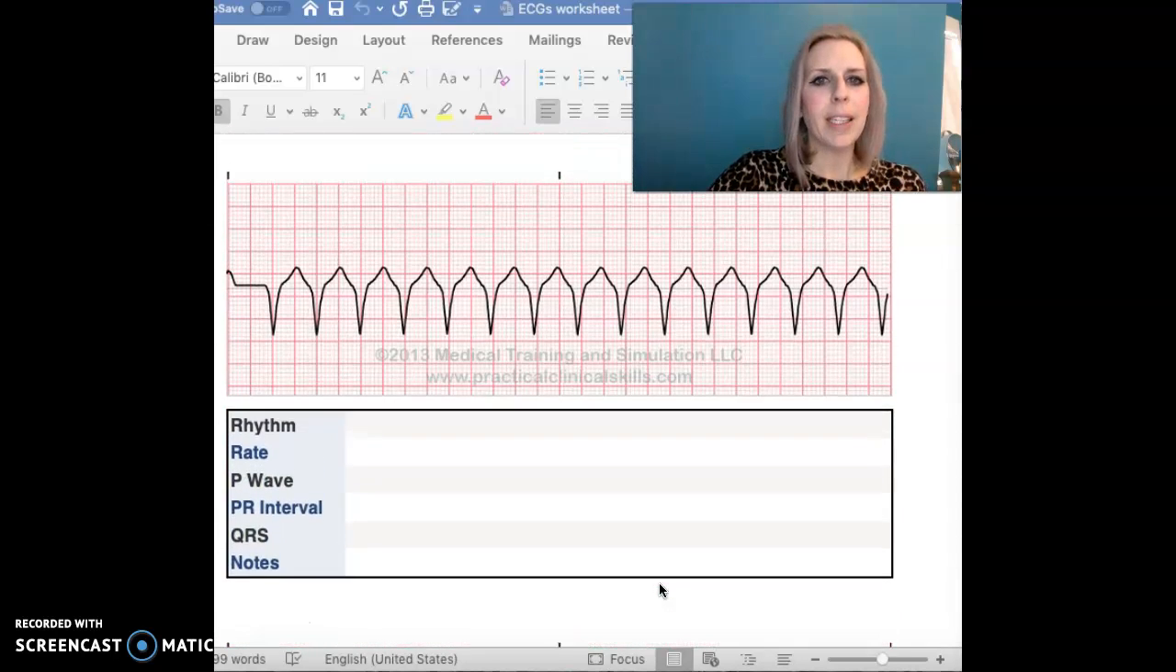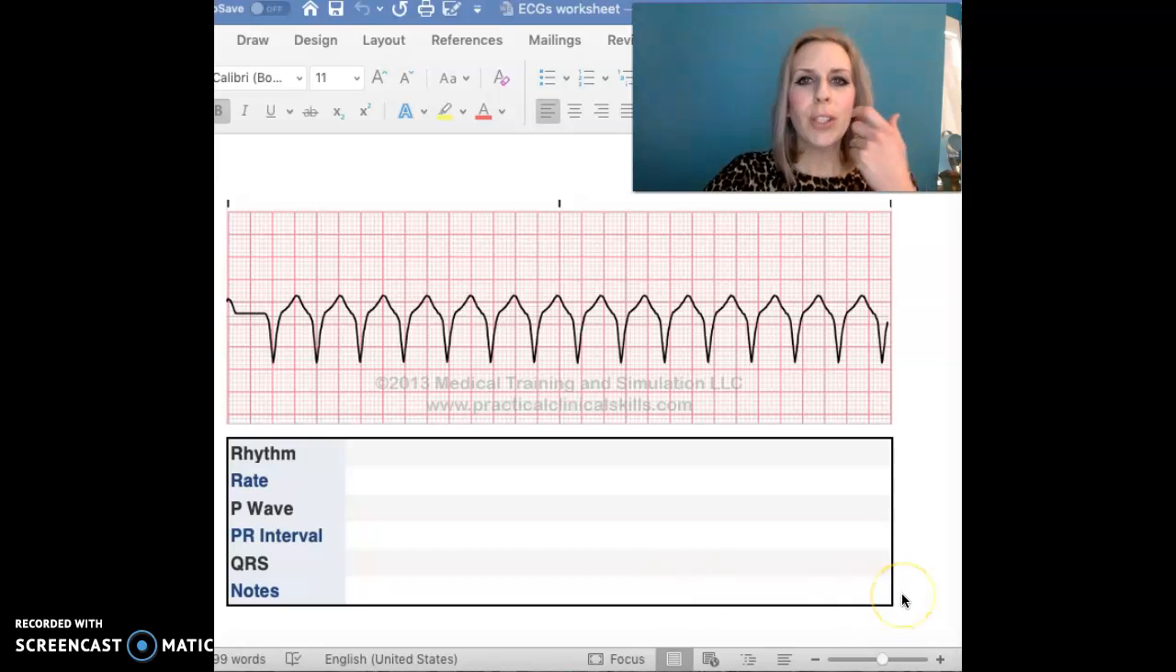Let's look at this, for example. Looks a little bit different, right? So we have here a regular rhythm. It looks regular, the pattern is regular, but it is very fast. We measure our rate here. We're looking at about 100 to 200 beats per minute, somewhere in there regularly with this rate. And if you look for your P wave, you notice that the P wave is absent. So again, if you have an absent P wave, you cannot measure this PR interval.